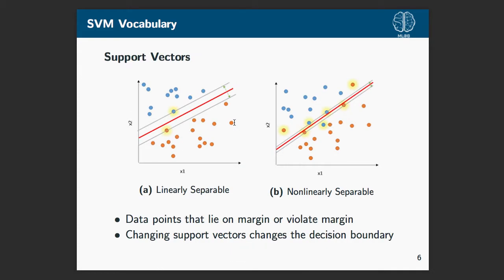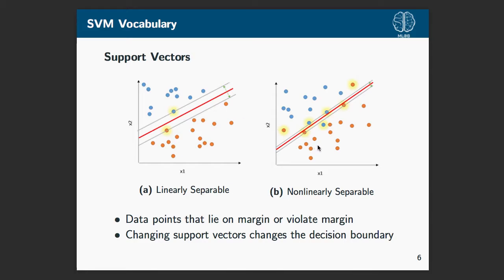So support vectors are the points that lie on the margin or violate the margin. So in this case, we have linearly separable data. So the support vectors are this point and that point, the highlighted ones. And they're the support vectors because they lie on the margin, and they're the closest to the decision boundary.